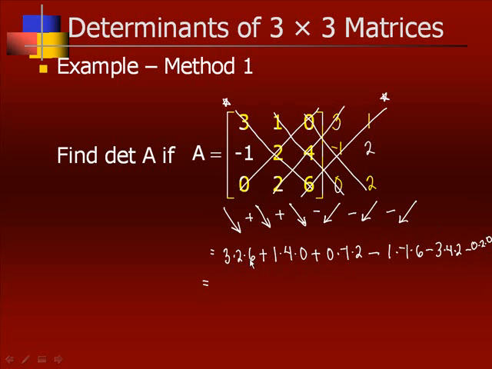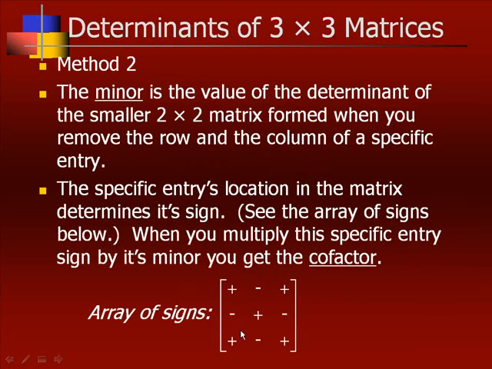Okay, now let's go through and get a number. 3 times 2 is 6 times 6 is 36. 1 times 4 times 0 is 0. 0 times negative 1 times 2 is 0. Minus 1 times negative 1 times 6 is negative 6. Minus 3 times 4 is 12 times 2 is 24. Minus 0. So simplifying that, we get 36 minus a negative 6 is plus a positive 6. Minus 24 would give us 42 minus 24, which is 18. Okay, so that one's pretty straightforward.